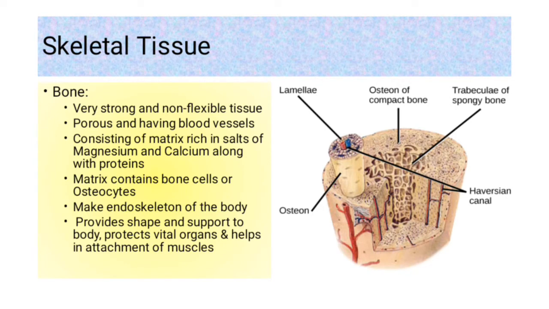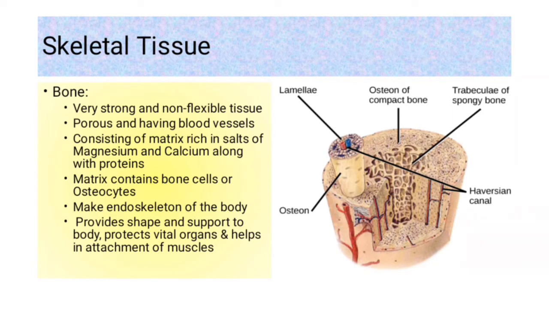In the matrix of bone, the bone cells are present, which are termed osteocytes. Now these osteocytes are the bone cells with lacunae. Lacunae means an unfilled space. Bone cells, which are termed osteoblasts, have very fine canals termed canaliculi, and they emerge from the cell membrane.